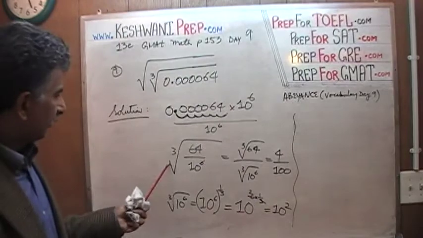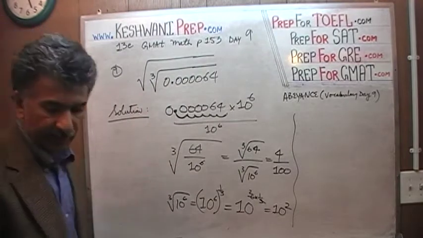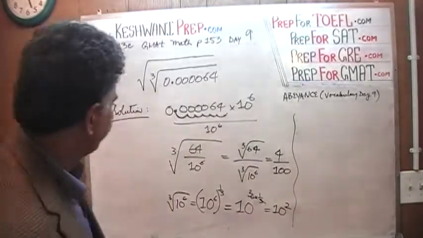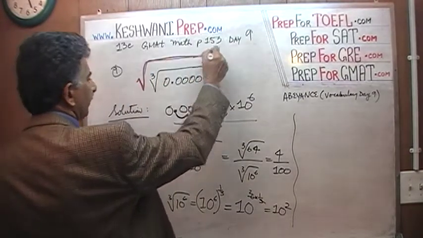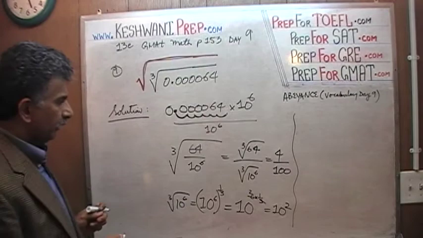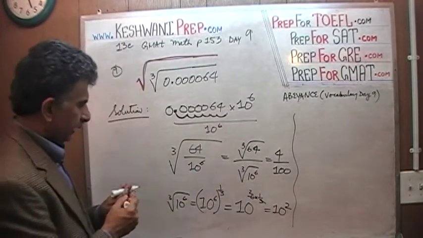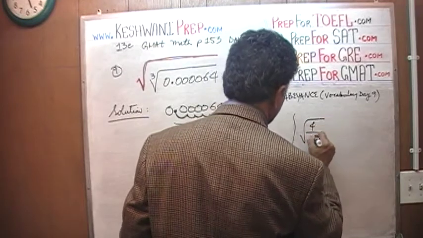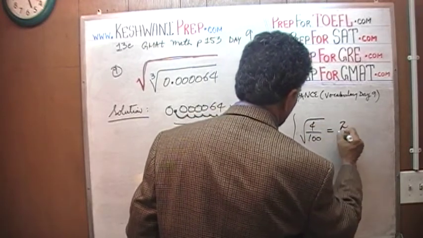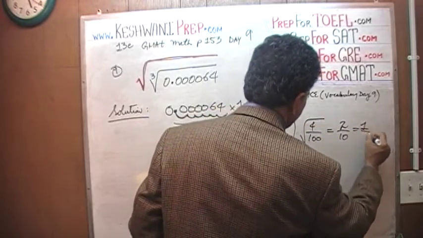Now that we have the cube root of the quantity, we can worry about the outside part. All we have to do is take the square root of that quantity, that's it. And of course the square root of 4 over 100 is simply 2 over 10, which is 1/5, which is 0.2.